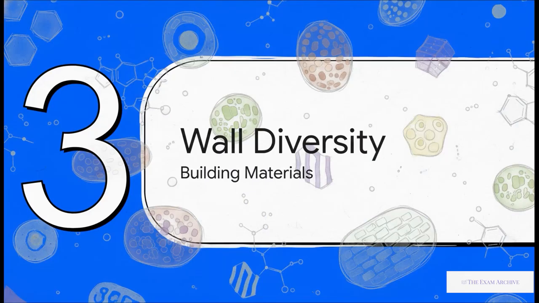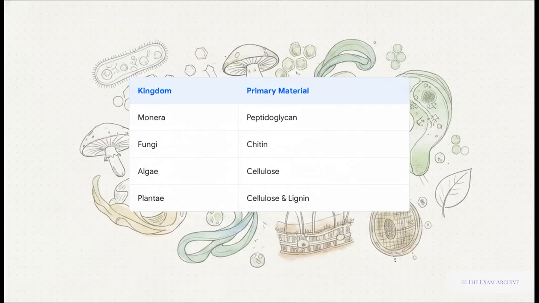Which brings us to Section 3, wall diversity across species, building materials, because different biological kingdoms use entirely different chemical bricks and mortar. All right, get your notebooks ready, maybe hit pause if you need to, because this is highly testable data. Look at the incredible diversity here. Nature is just an amazing architect, using complex sugars and proteins to build these barriers.